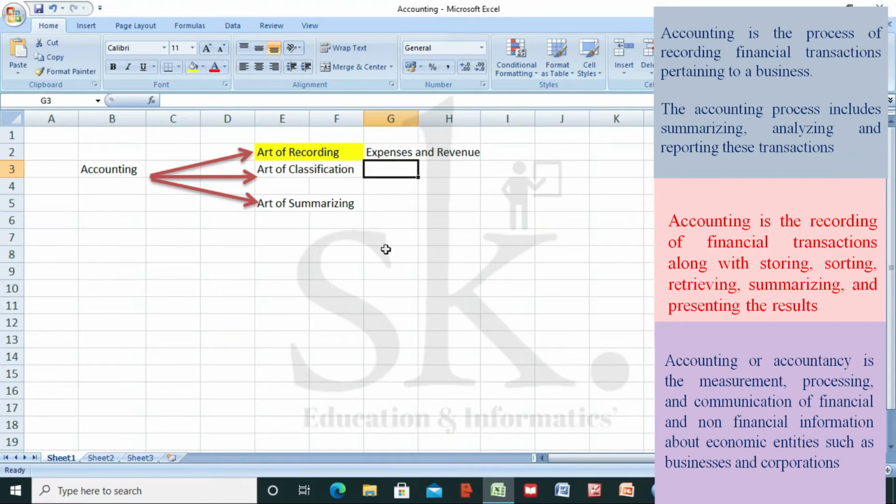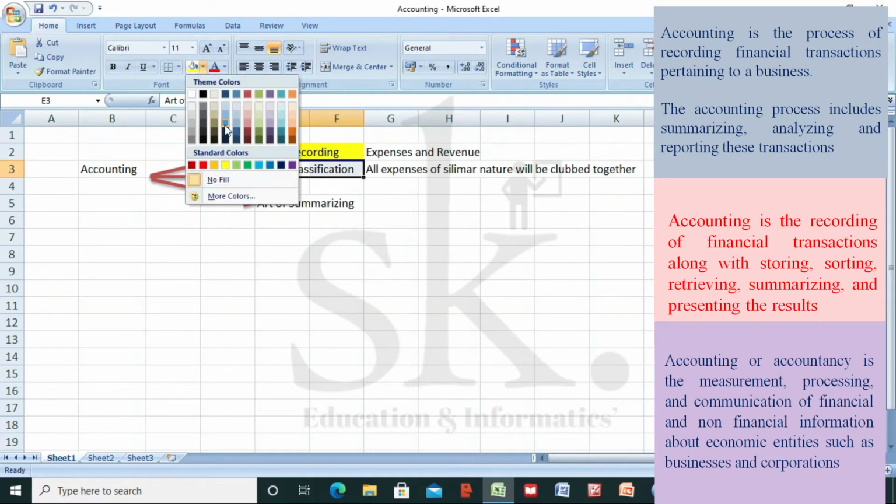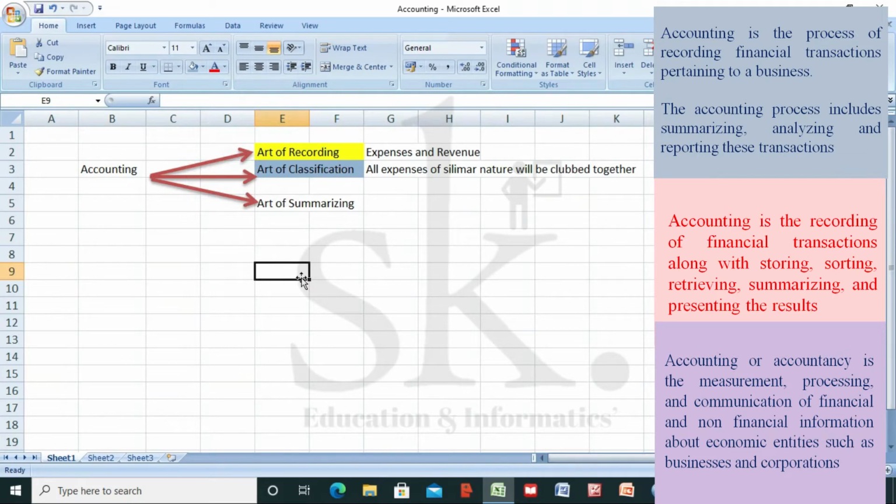The next point is art of classification. Now what does it mean? Art of classification means that all expenses of similar nature will be clubbed together. We will be discussing this particular point now. Once we have recorded all possible transactions, the next step is the art of classifying these particular transactions.